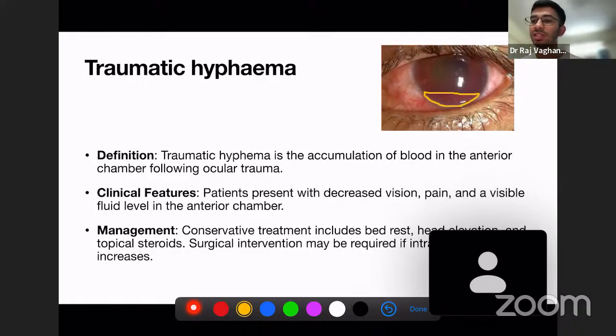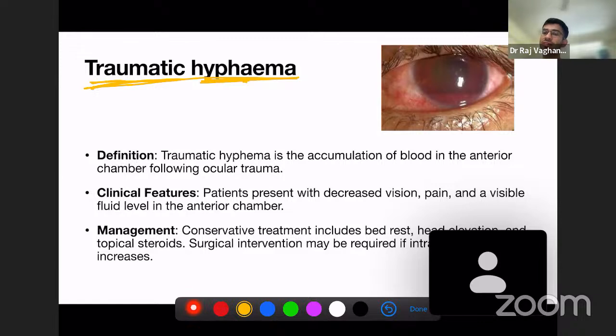Now I will erase this. Just try to focus. Can you see the difference? This is the accumulation of blood. It looks like it is in the cornea, but it is not. It is in the anterior chamber. So there is a collection of blood in the anterior chamber. That is traumatic hyphema, meaning hyphema occurring due to some trauma. So the definition: traumatic hyphema is the accumulation of blood in the anterior chamber following ocular trauma. Very simple definition. You will get 1 or 2 marks by simply writing the definition.